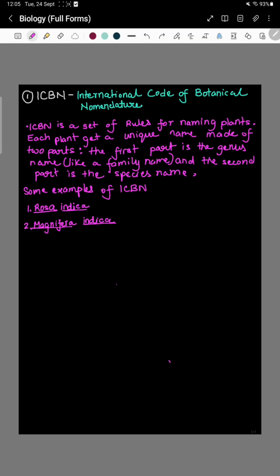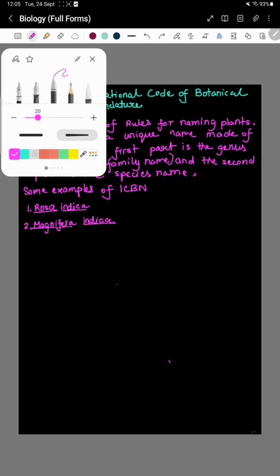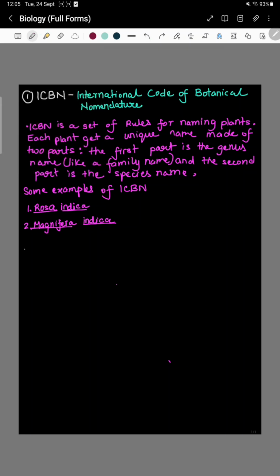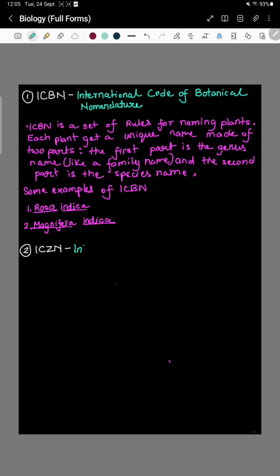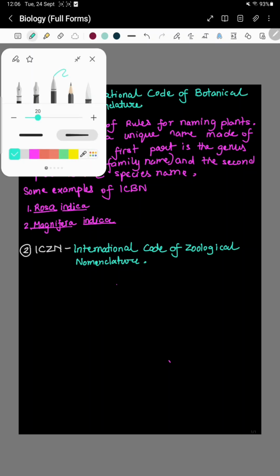Next is number 2, ICZN. ICZN stands for International Code of Zoological Nomenclature. Okay, I am telling you the explanation.